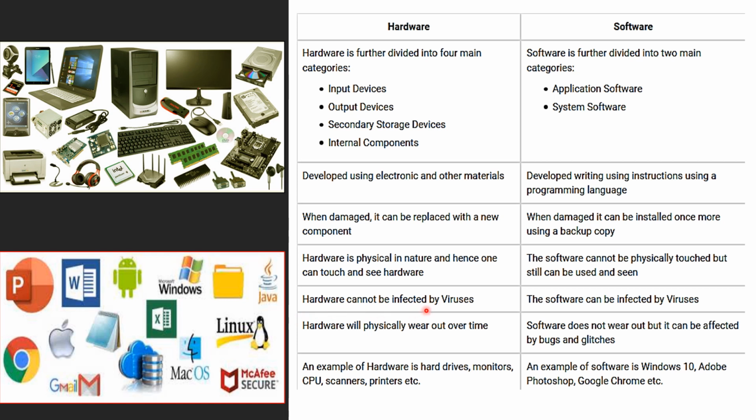Hardware cannot be infected by viruses, whereas software can be infected by viruses. Hardware will physically wear out over time. Software does not wear out, but it can be affected by bugs and glitches. Examples of hardware: hard drives, monitors, CPUs, scanners, printers, keyboards, etc. Examples of software: Windows, Linux, Google Chrome, Gmail, Java, word processors, etc.